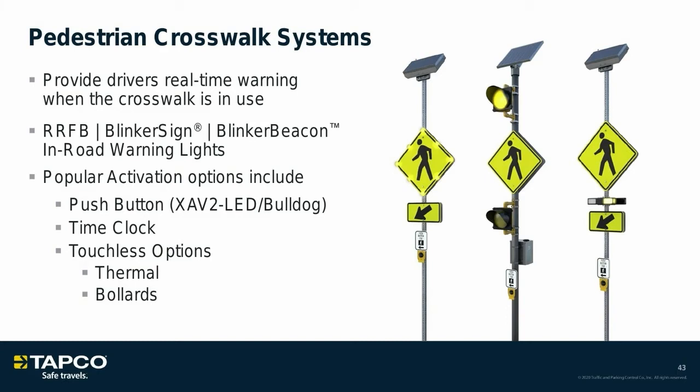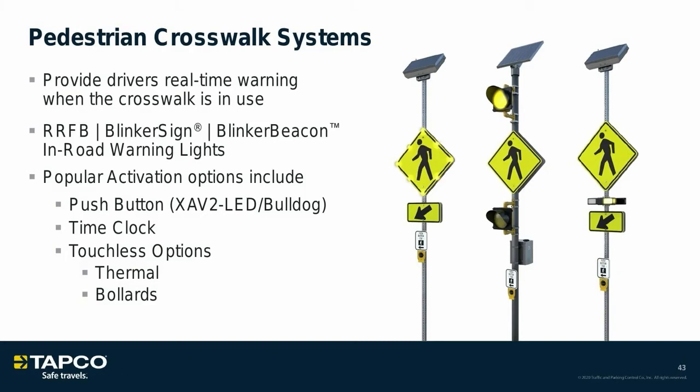So we've got RFBs, which is on your far right. You've got a blinker sign, which is on your far left in that picture. And then you've got blinker beacons, which is a dual vertical setup there. You can also go dual horizontal and put them side by side. And then we also have in-road lights, which you don't see on the screen, but we do in-pavement lights as well. So if you wanted to do those, please get with us and we will design a system that fits for that particular mid-block crossing. With in-road lights, we also typically have RFBs or blinker signs in conjunction with those in-road lights.